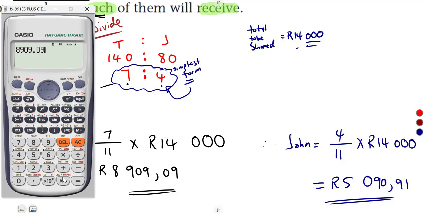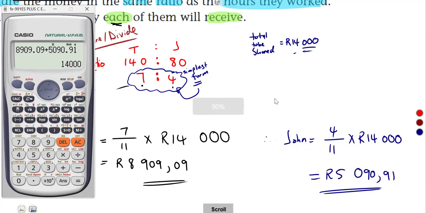All right. So remember, Tsepo got 8,909.09 plus. Remember, let me go back to the normal mode. Sorry for that. Shift, setup. I need Norm 1, 2. All right, so I want to add 8,909.09 plus this one, 5,090.91. So this adds up to 14,000, the exact amount they shared together.